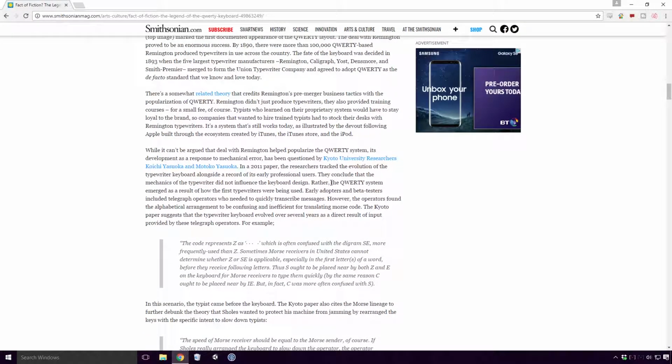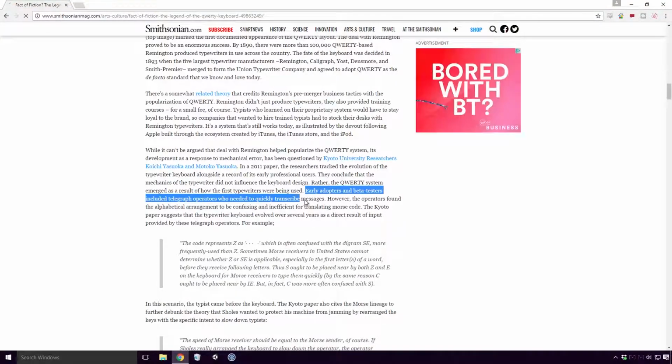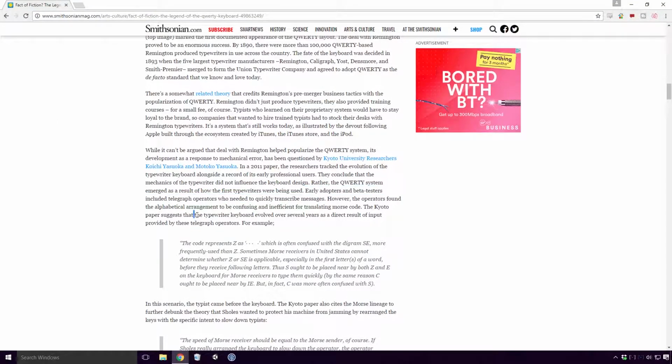The article then begins talking about a new theory, that the QWERTY system emerged as a result of how the first typewriters were being used. Early adopters and beta testers included telegraph operators who needed to quickly transcribe messages. The typewriter keyboard evolved over several years as a direct result of input provided by these telegraph operators. In this scenario, the typist came before the keyboard.